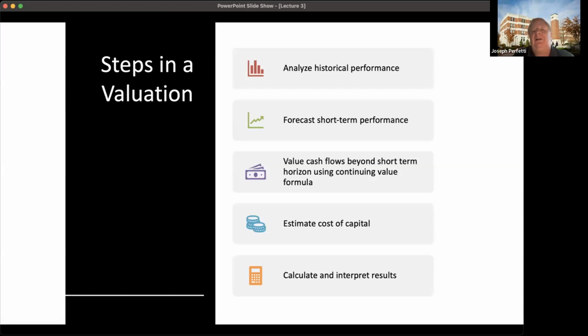That being said, we'll forecast the short term, we'll forecast the long term. The 2 values are added together. We'll then figure out a cost of capital to use to discount it to bring everything back to a present value. And then we'll go through the analytics. And that's the process, pretty straightforward, that we are going to go through.